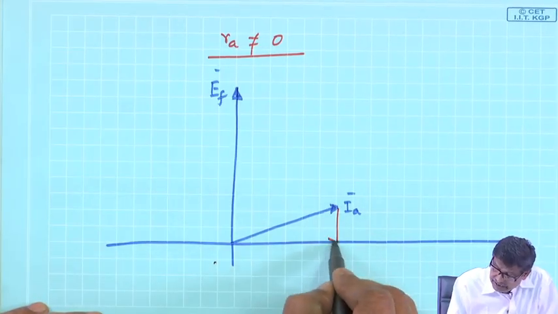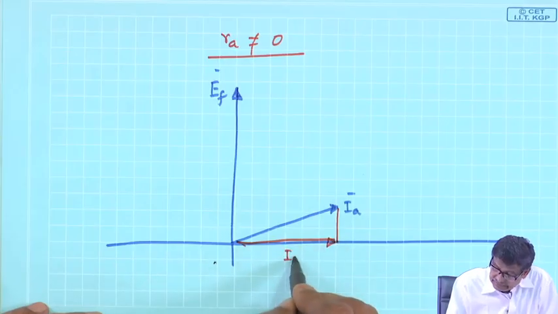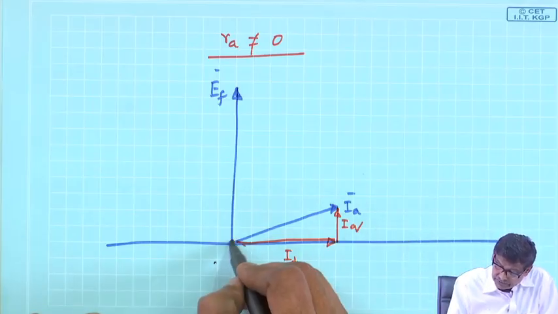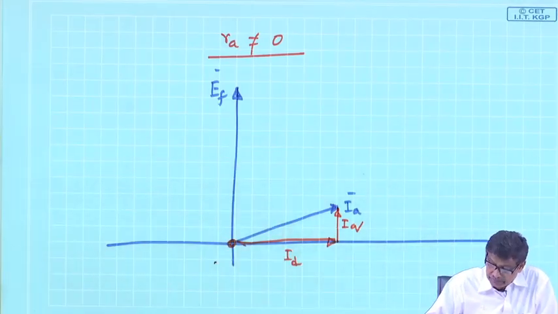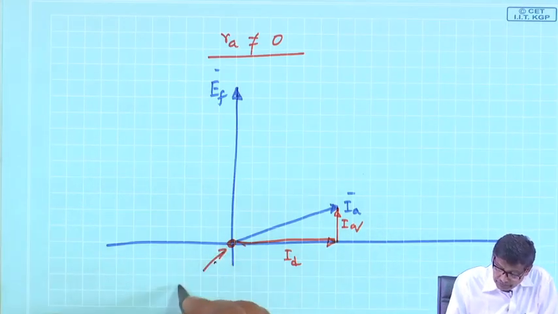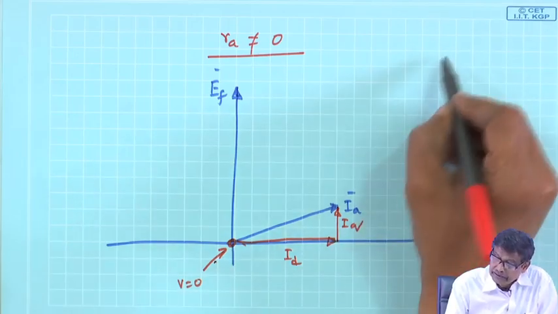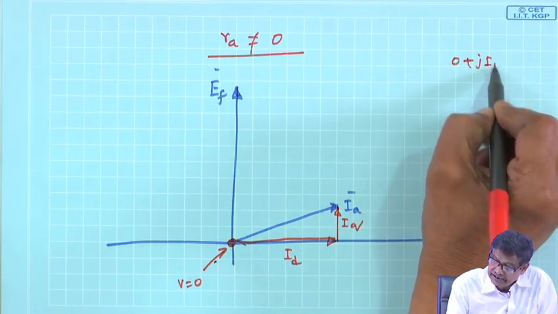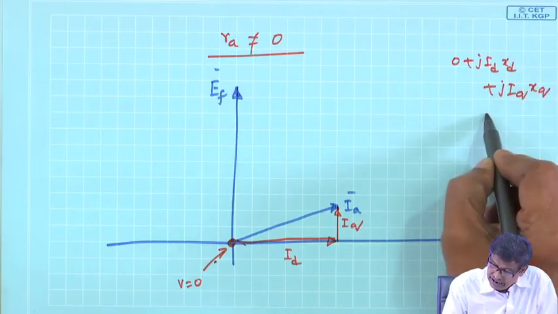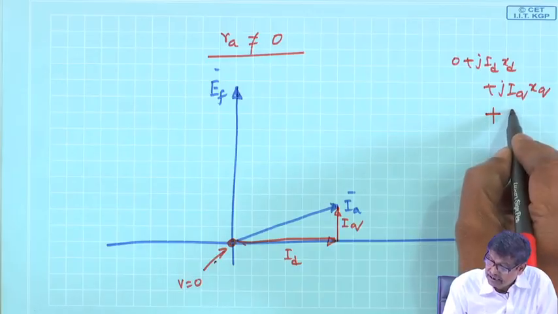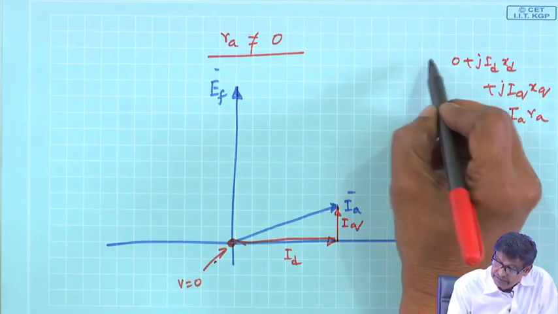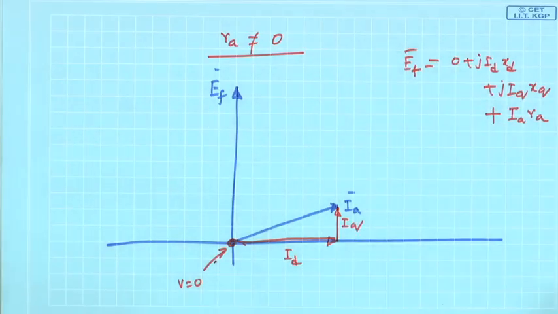like that E f, and then this I A can be broken up as I d and I q, is it not? The terminal voltage is 0 here. So this will be the thing. In generator mode, V is equal to 0 at this point. So V equals 0 plus j I d x d plus j I q x q, and I have not neglected R A this time, plus I A R A.